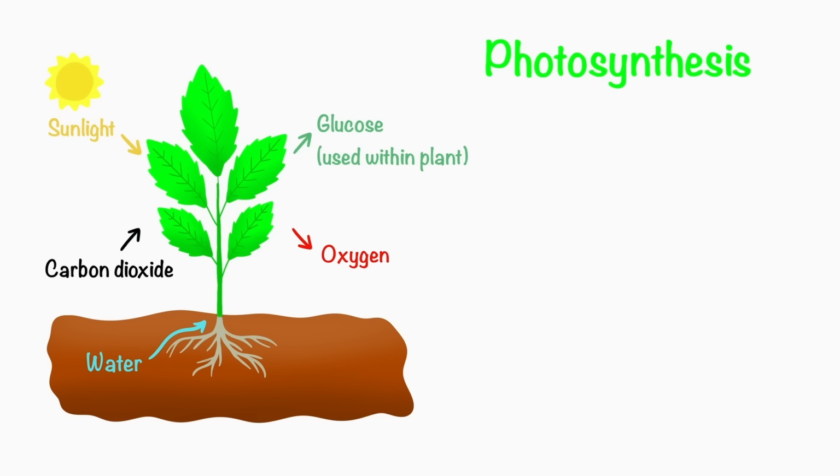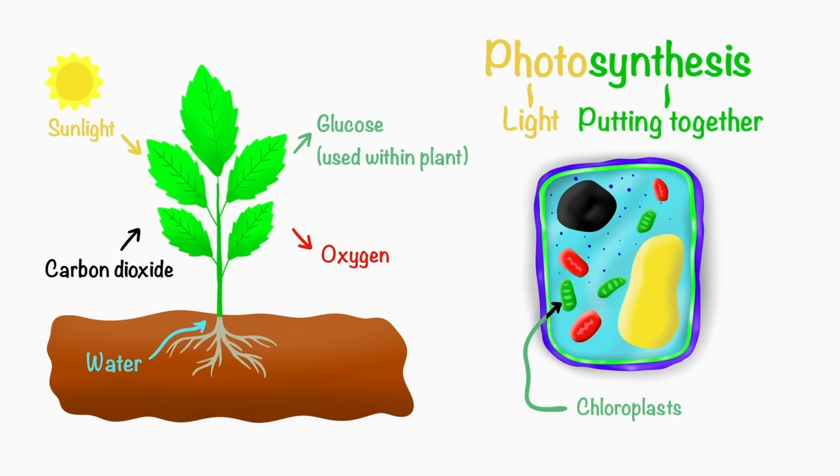The word photosynthesis gives us clues about what's happening. Photo relates to light, and synthesis means putting together. So, photosynthesis is literally using light to build compounds. This process takes place in the chloroplasts of green plant cells. These specialized structures contain pigments like chlorophyll that absorb light.